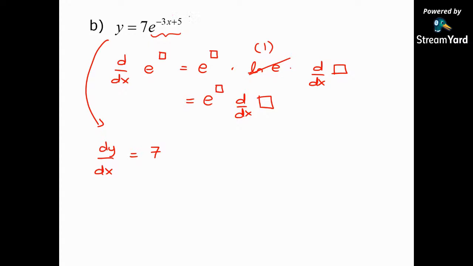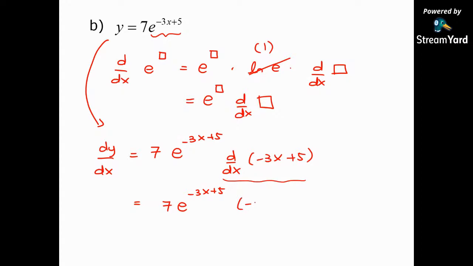Now let us differentiate the exponent. Copy down the exponent, e to the power of negative 3x plus 5. And then we should differentiate negative 3x plus 5. Differentiating negative 3x plus 5 is actually equal to negative 3. So we got 7 e to the power of negative 3x plus 5 multiplied by negative 3. And then we got some numbers here, so simplify them. So this is negative 21 e to the power of negative 3x plus 5.